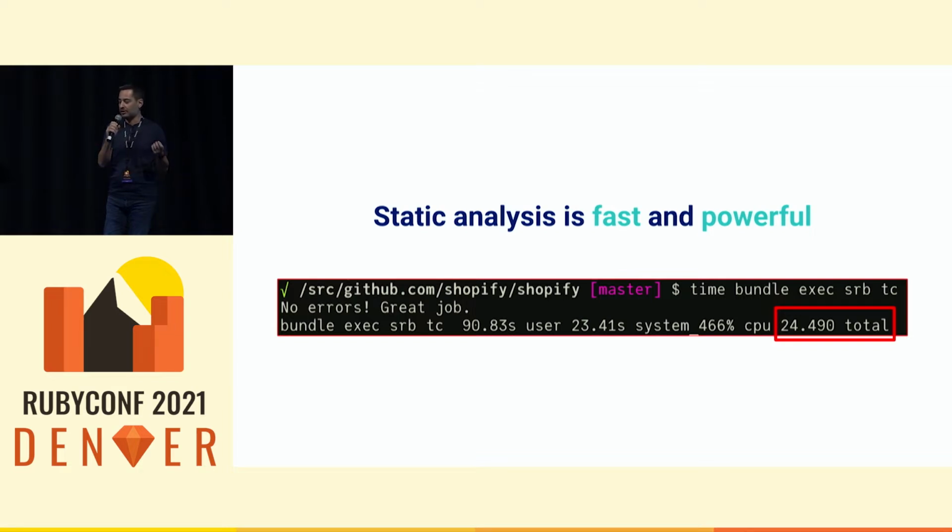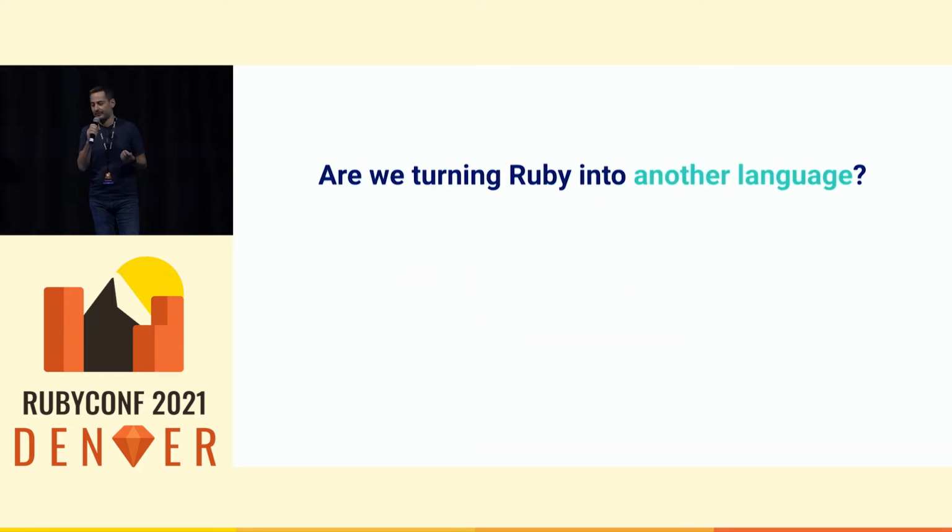For example, on our codebase, our core monolith at Shopify, Sorbet can do full parsing, understanding, and type checking over 40,000 files in seconds. In this example, it takes about 25 seconds to run on a developer machine. This is impressive because Sorbet doesn't have to run our code, it doesn't have to load our code, it doesn't have to do anything. It can do all of this statically, and that's really fast and powerful.